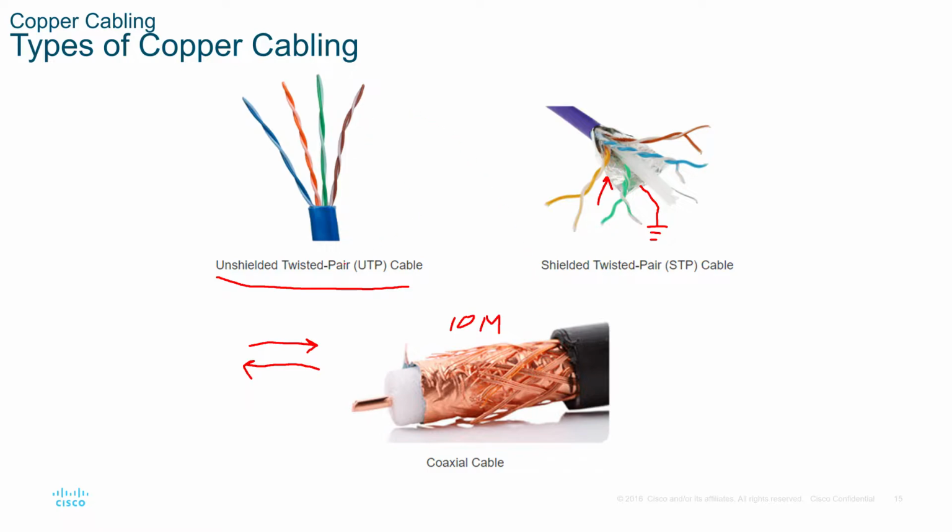With either unshielded twisted pair or shielded twisted pair, we can use one pair of wires to send data and another pair of wires to receive data. This is what's referred to as full duplex, where we can send data in both directions at the same time. So if I said this was 1 gig, I can get 1 gig going out and 1 gig coming back.